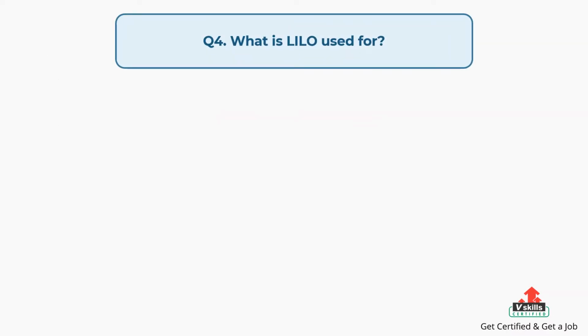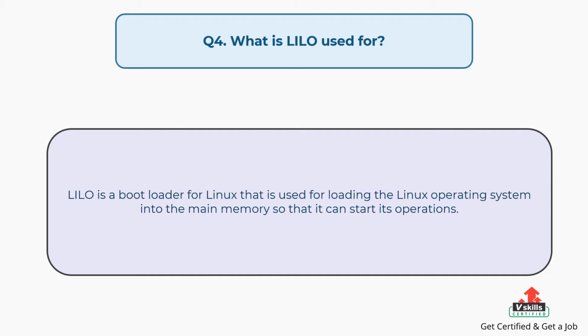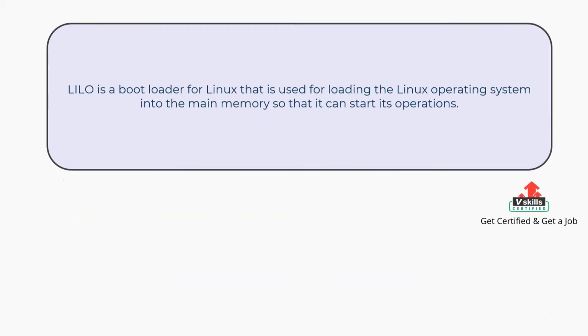Question number 4. What is LILO used for? The answer is LILO is a bootloader for Linux that is used for loading the Linux operating system into the main memory so that it can start its operations.